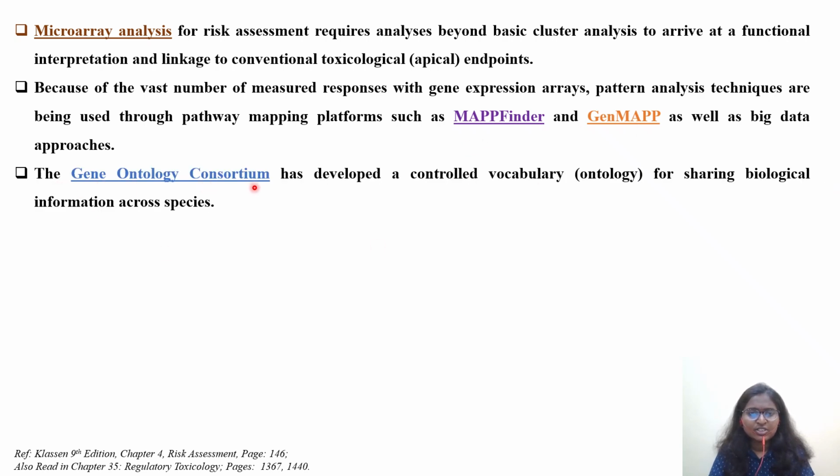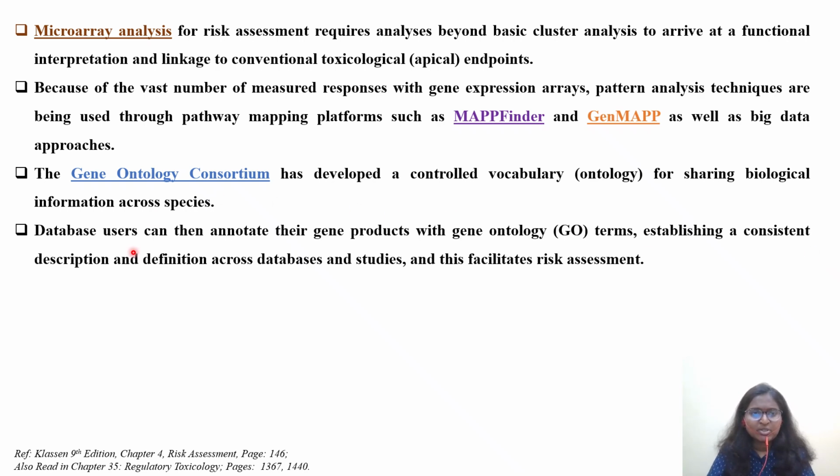The Gene Ontology Consortium has developed a controlled vocabulary ontology for sharing biological information across species, across mice, rat, rabbit, to see how a particular drug is affecting the mice, the rabbit, across different species. Because there is a little, we are all the same. All species are the same. At the same time, we are also not the same. Okay, the basic pattern might be the same, but there will be genetic variation among the species.